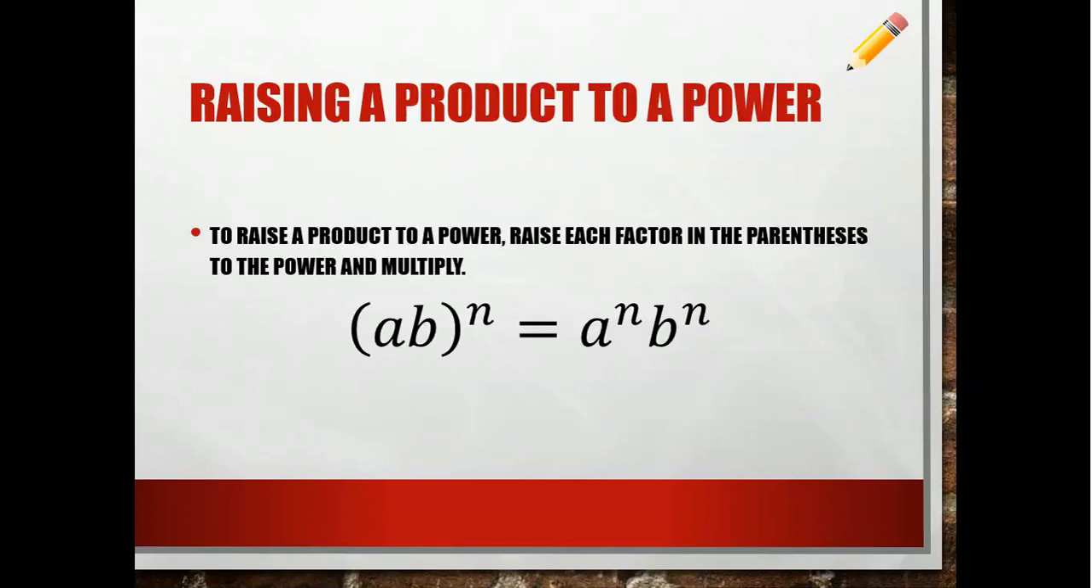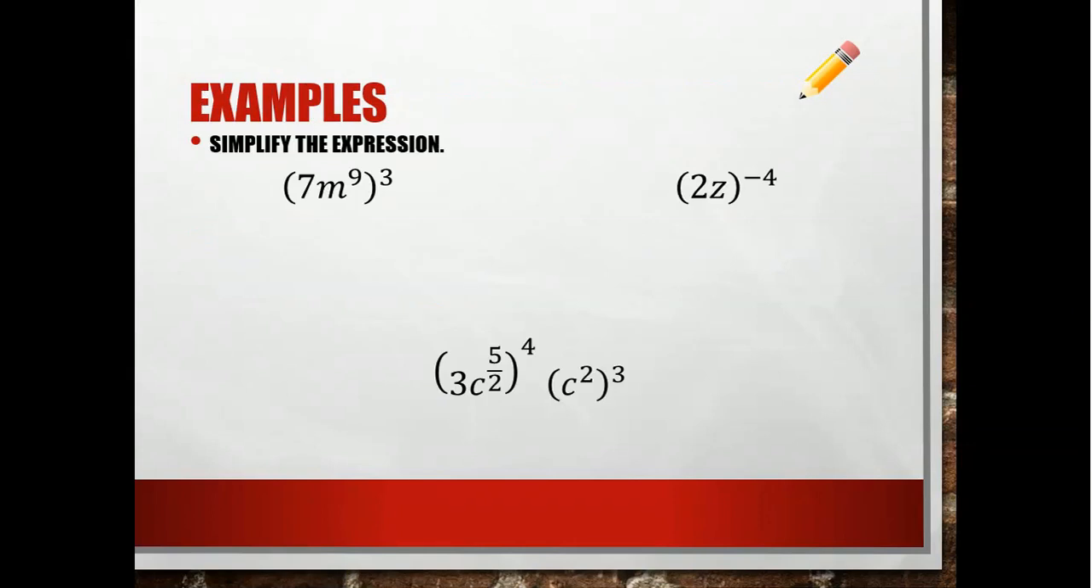What about raising a product to a power? So basically, if you have multiple things inside the parentheses, you're going to take each piece to the power. So you're basically, for lack of a better word, going to distribute the power to each term. So I have AB to the n, well that would be A to the n, B to the n. So let's take a look at a couple examples of that nature.